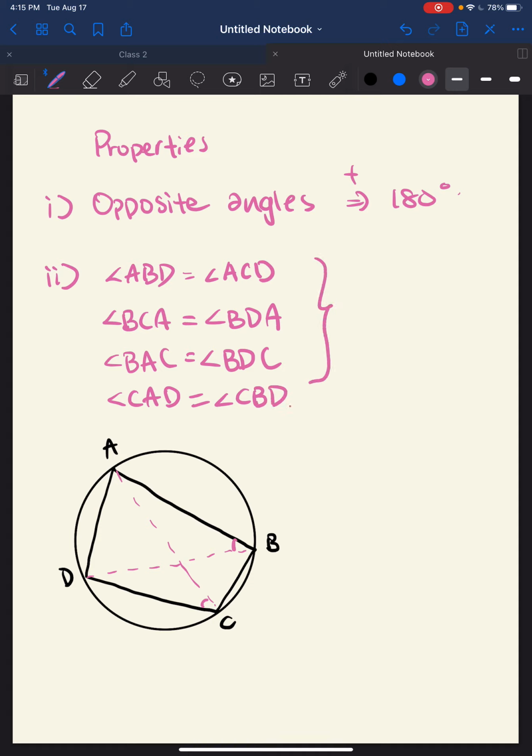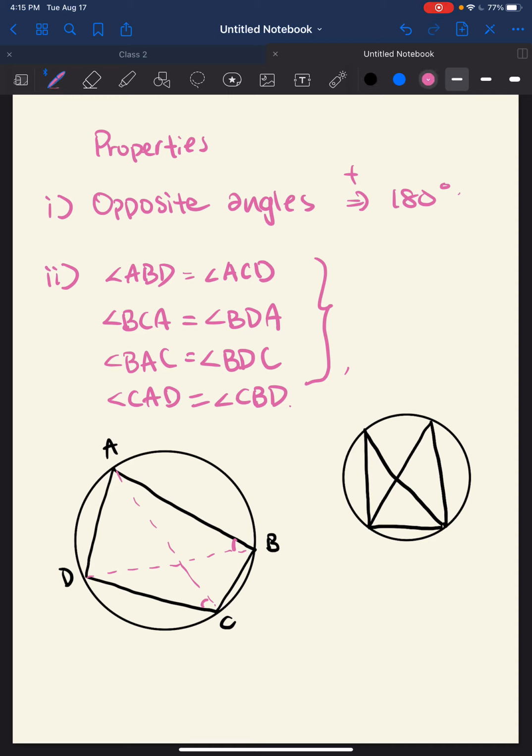So these are actually basic fundamental properties of a circle. So in a circle, if two angles have the same arc, so this is the arc right here, these two angles are the same.